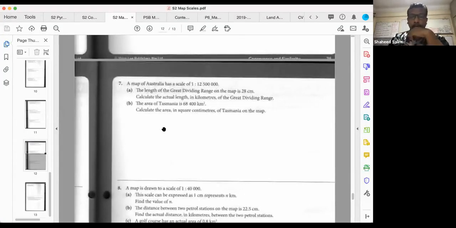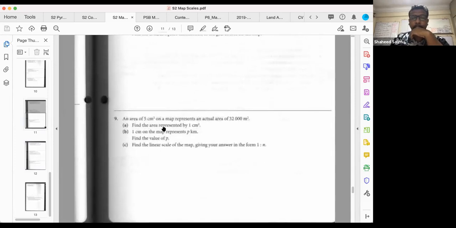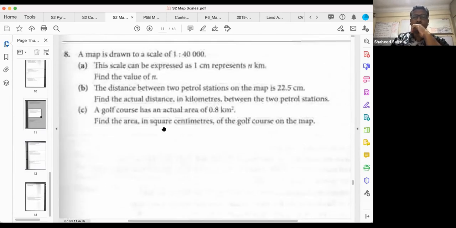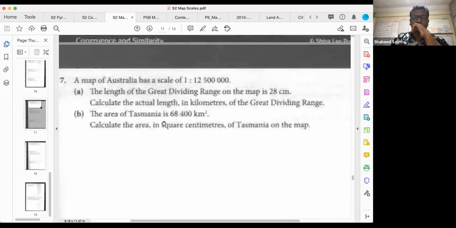We revise some map skills first. Let's see now. Can you try? Okay, this one, a map of Australia.